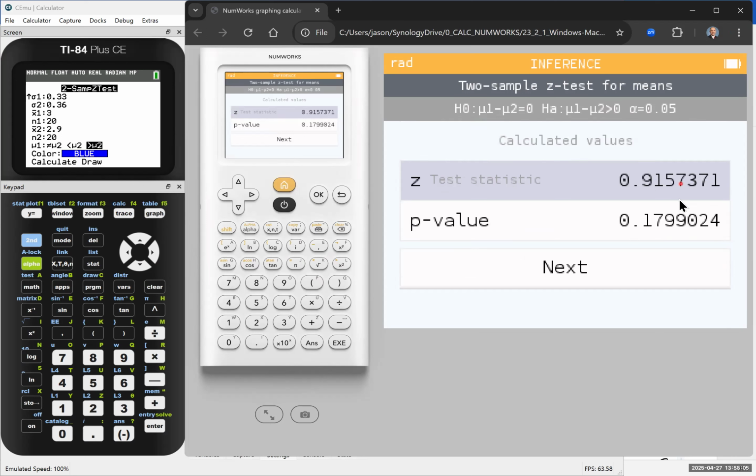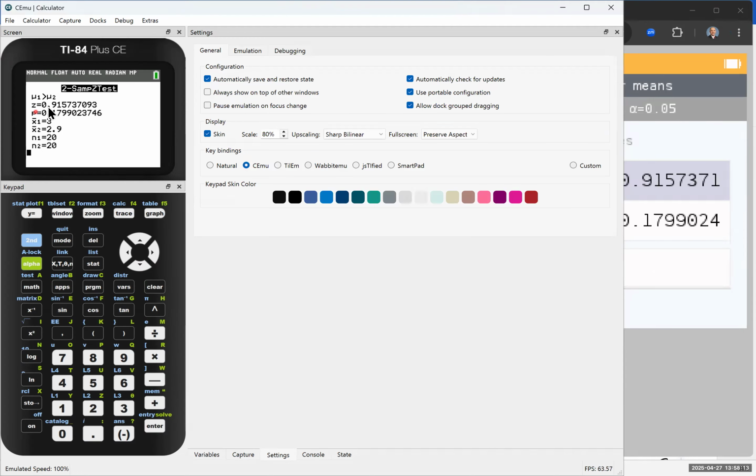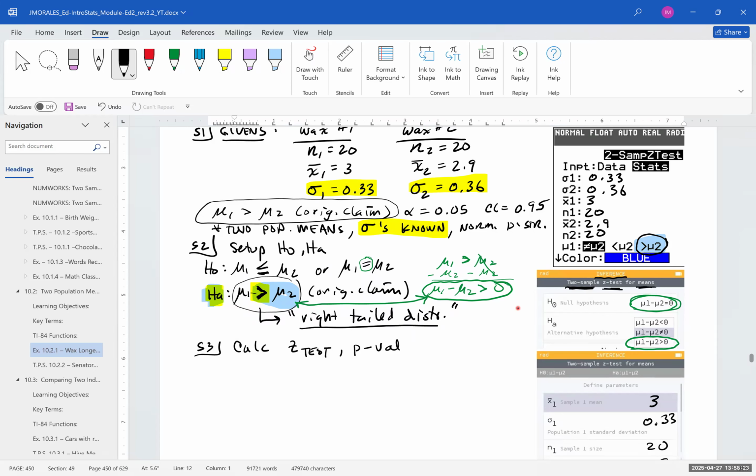So 0.916 and 0.180. All right, let's come over here to the Texas Instruments. We'll hit calculate. We get 0.916 and 0.180. Same values. All right, so we have a z test statistic of 0.916 and a p-value of 0.180.